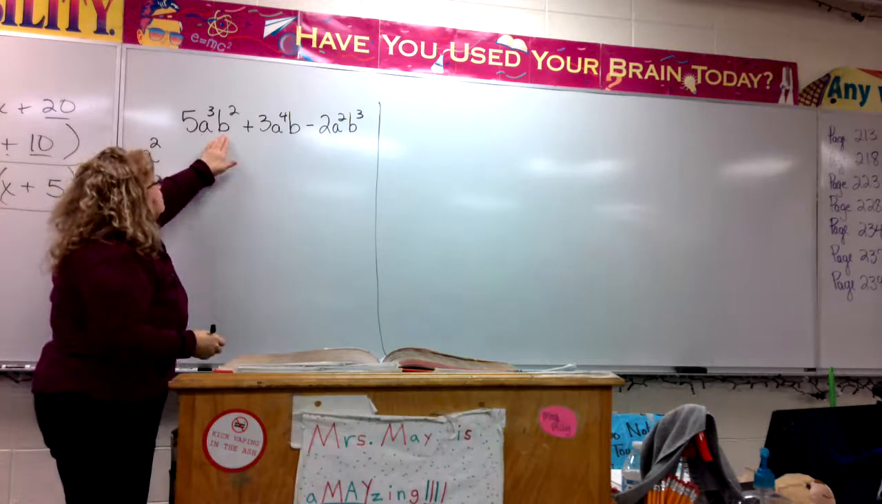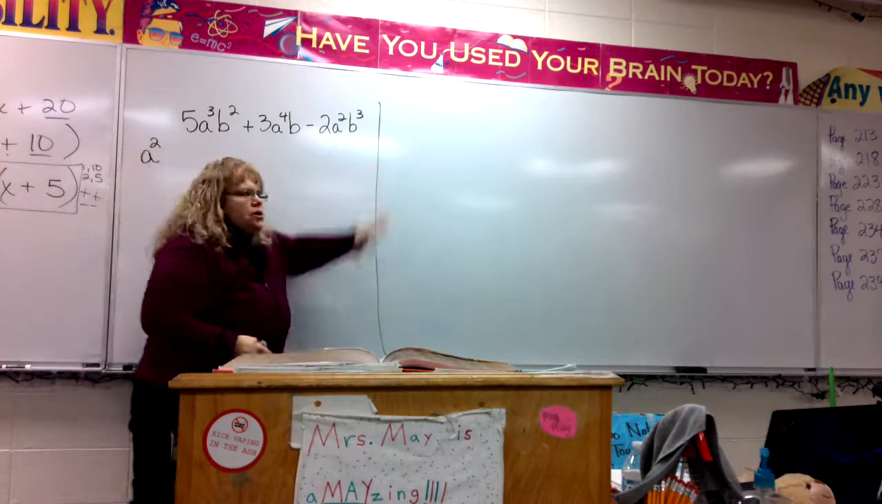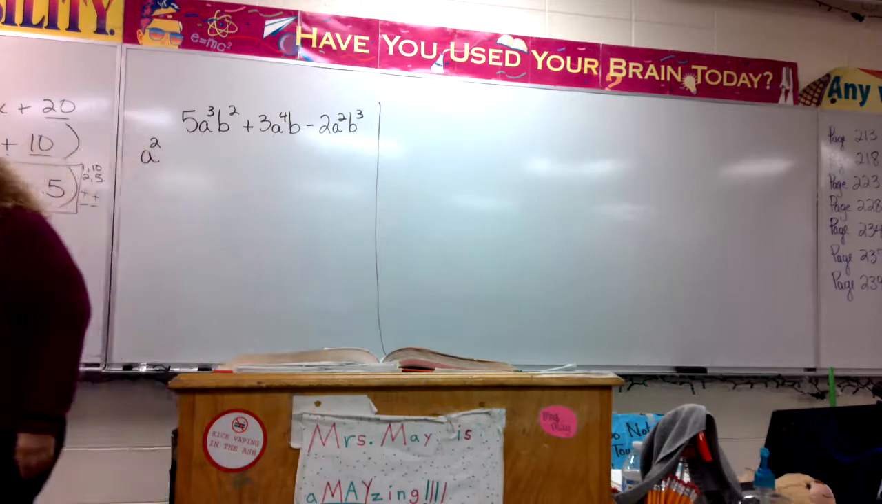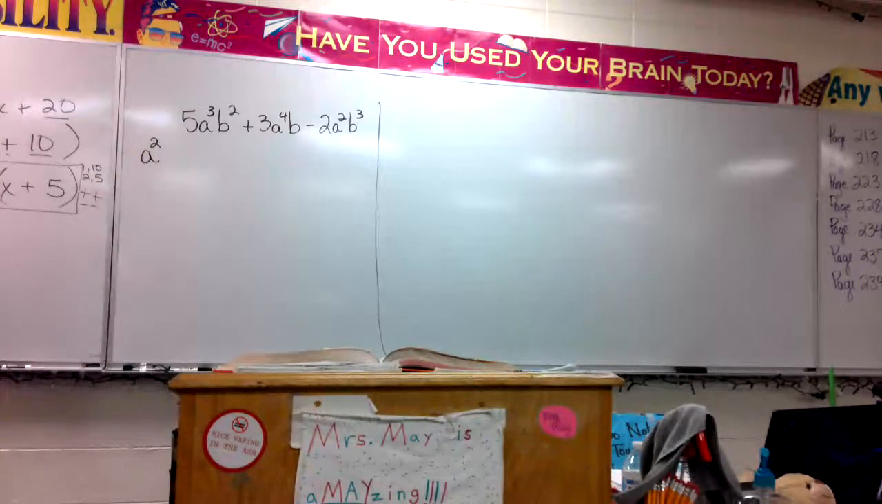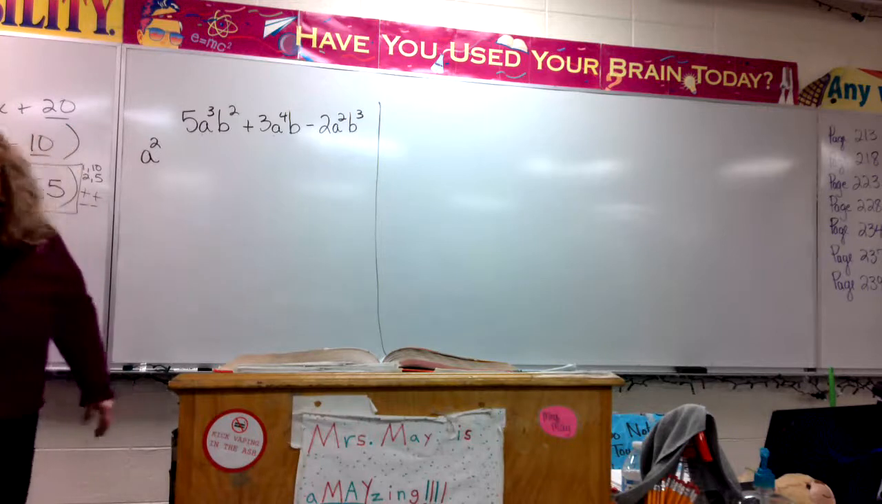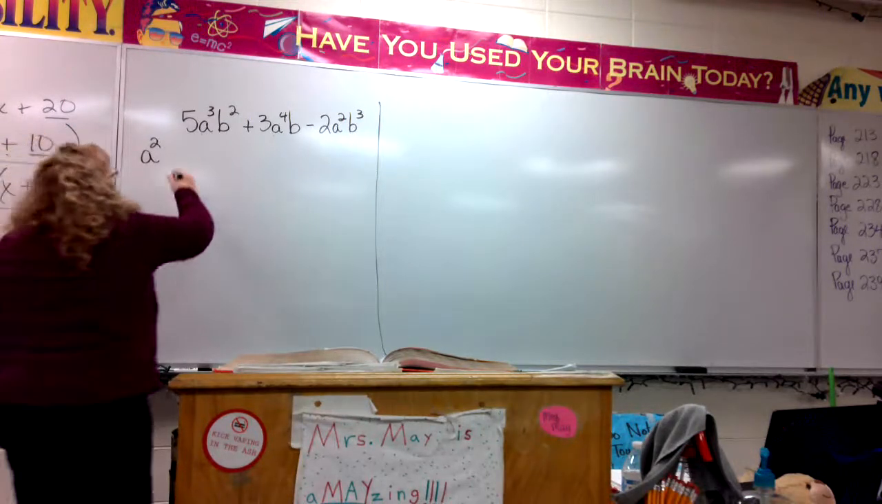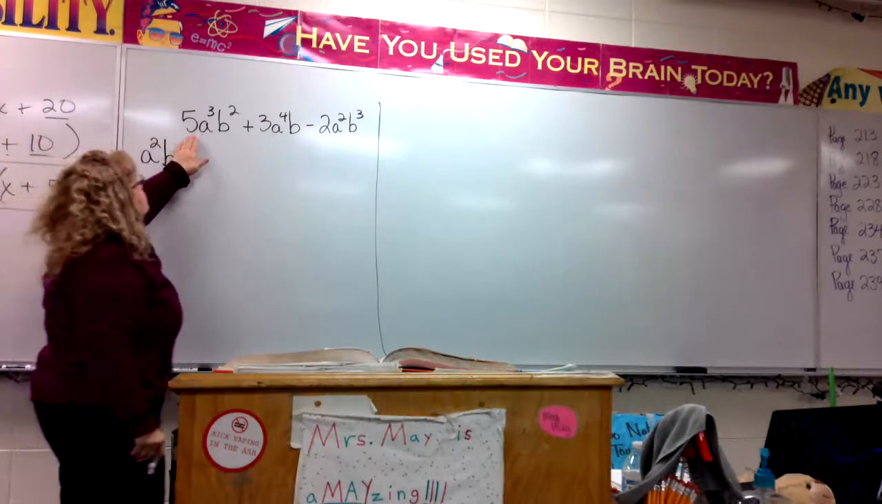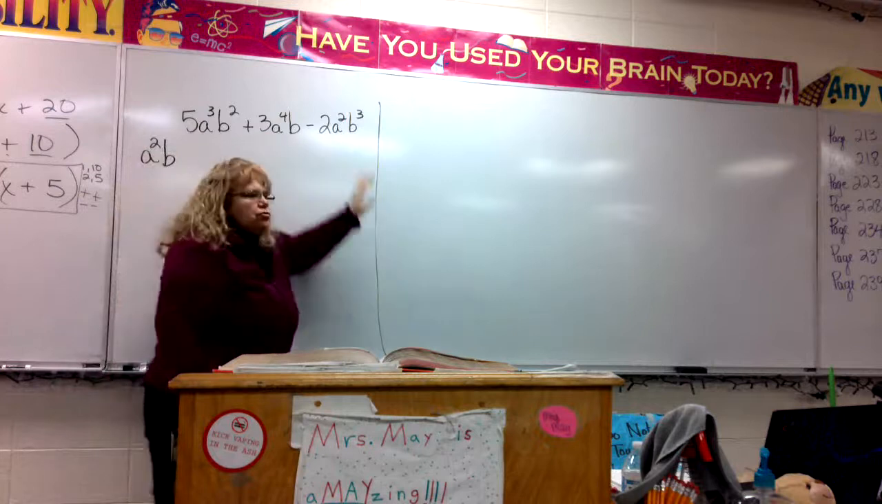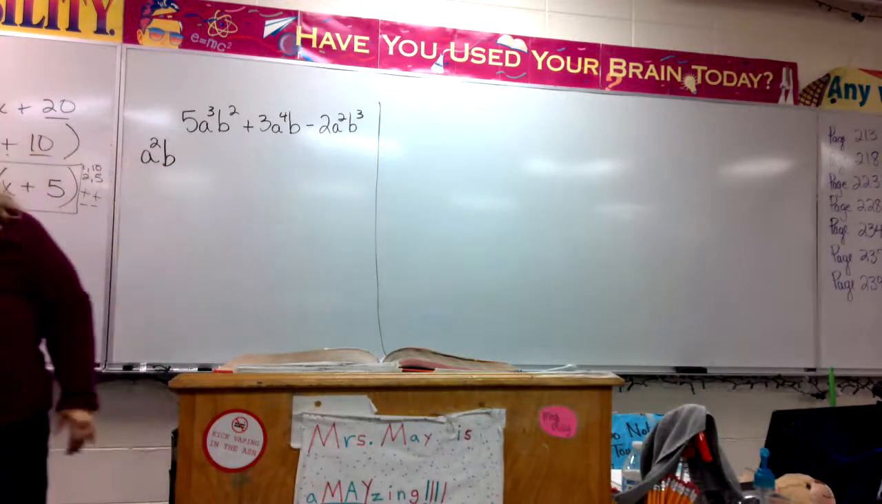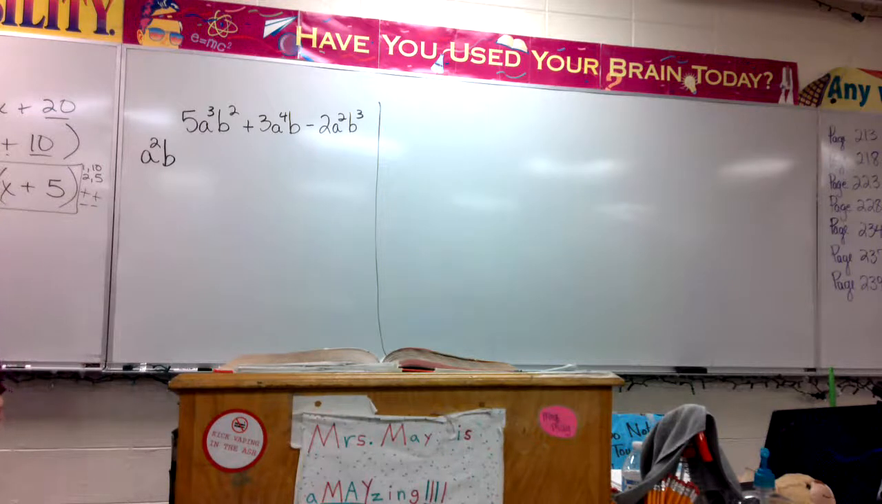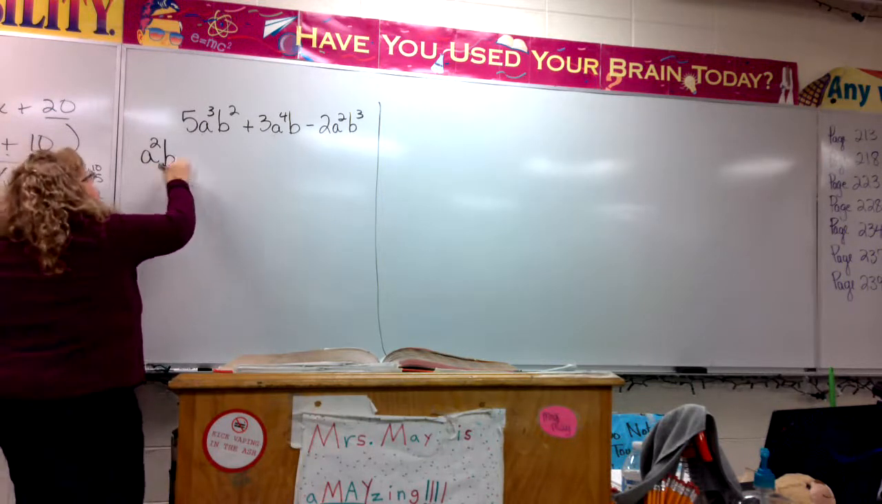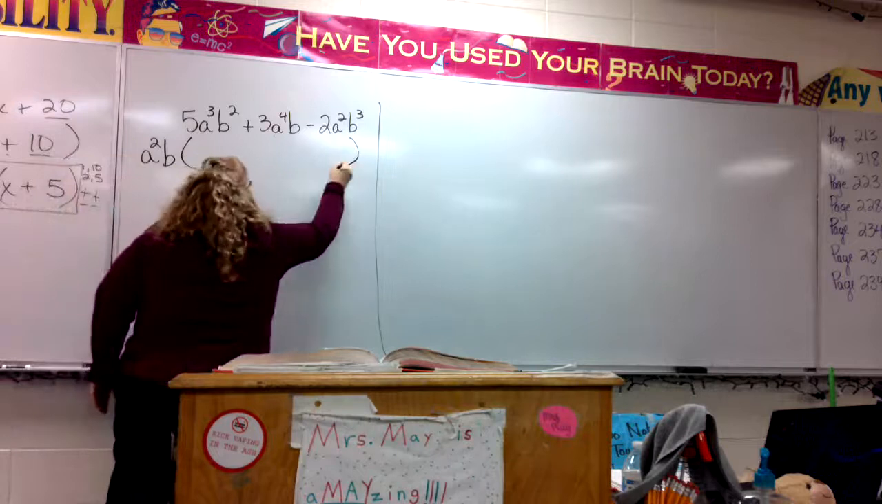What about the B? 2, 1, 3. They have B's in common, but how many? 1. What about a number? Is there a number that 5, 3, and 2 all have in common as a factor? No. So you can't take out a number in this case, but you can take out an A squared and a B. So let's see what's left.